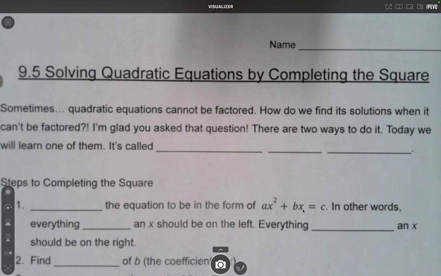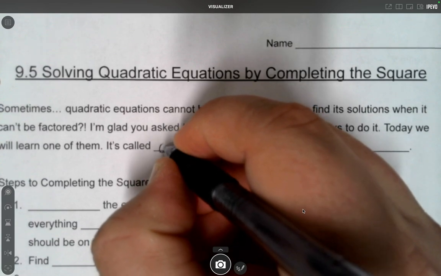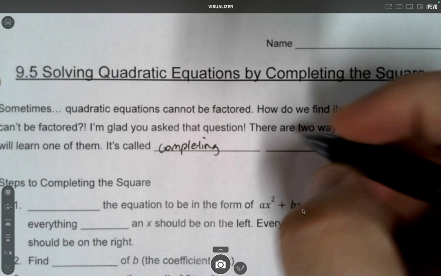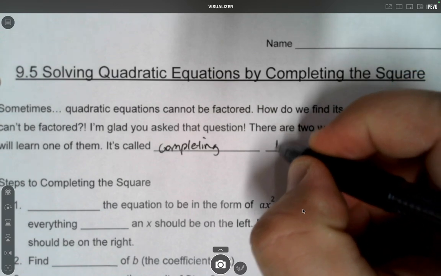So how do we find its solutions when it can't be factored? Well, there's 2 ways to do it. This lesson will do the one called completing the square, and there's also one called the quadratic formula, which we'll do in the next lesson.